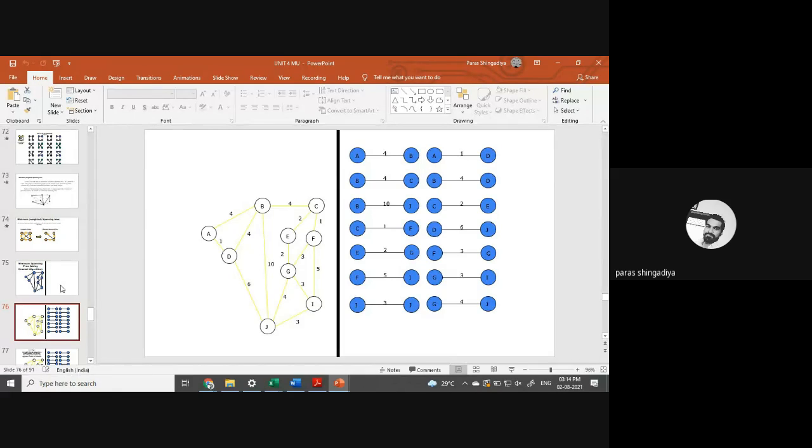One graph is given as an example. The question is: apply the Kruskal algorithm and find the minimum weighted spanning tree. That is asked for 6 to 8 marks, and it will also be asked in the mid exam for 6 to 8 marks.